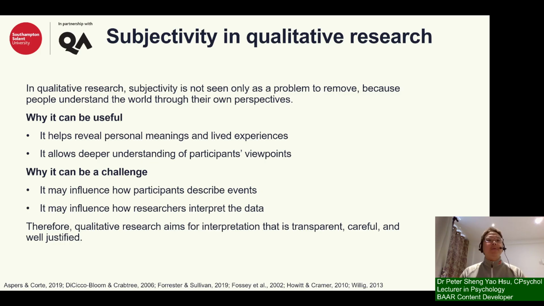For example, if we are studying mature students' experience of returning to education, we do not want to remove their personal feelings and interpretations. Their subjectivity is part of the data. We may want to understand how they experience confidence, pressure, motivation, guilt, or conflict between different roles, such as being a student, parent, employee, partner, or carer.